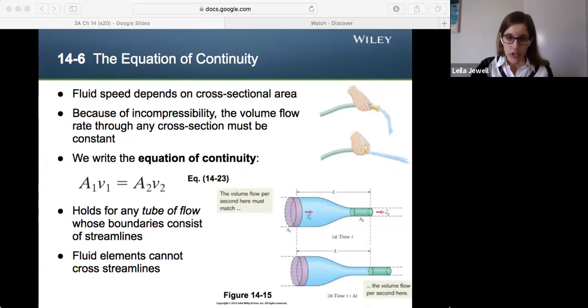Here's a depiction that shows the cross-sectional areas, right, where the area is wider here, so it's a smaller velocity, and then at the top there's a bottleneck. So the cross-sectional area is smaller here, and V2 is going to be bigger. And that's just because of the fact that the volume flow per second at both instants, 1 and 2, must match. So this will hold for any tube of flow whose boundaries consist of streamlines, which are the ones that we consider, and fluid elements can't cross the streamlines. So they just have to get closer together or further apart.